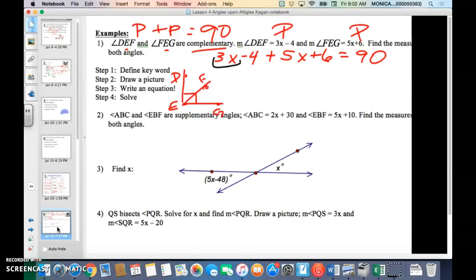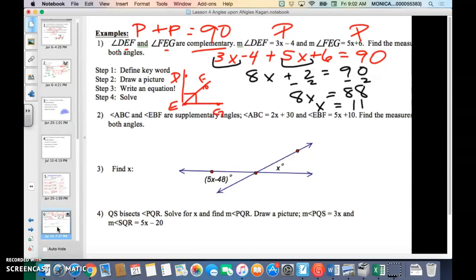I'm going to combine my like terms, which is 8x, and negative 4 plus 6, well, that's 2. Okay, then I'm going to subtract 2, and I get 8x equals 88, and then I understand that x equals 11. And now I want to go back to the problem, and it says find the measure of both angles.